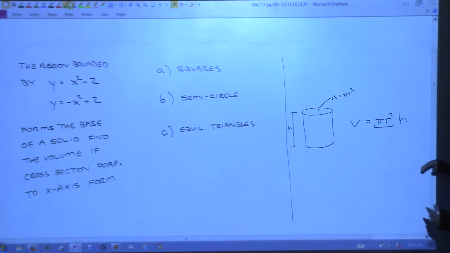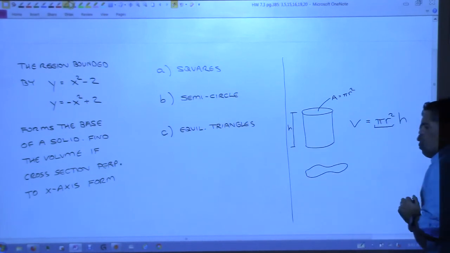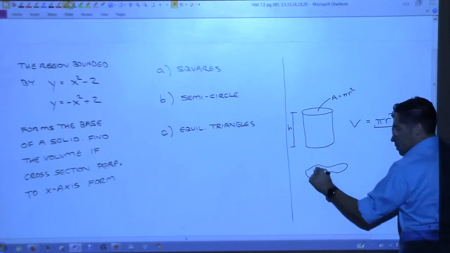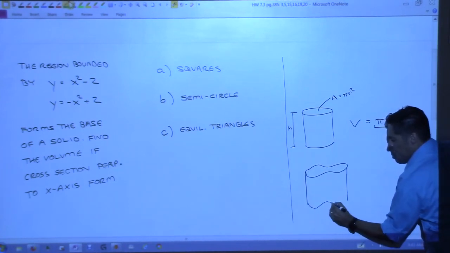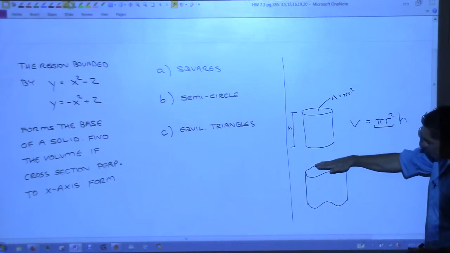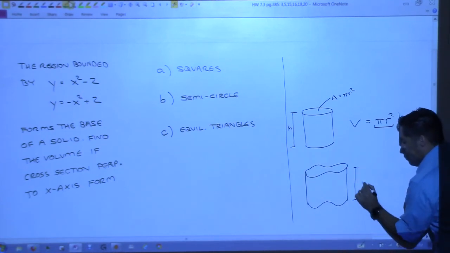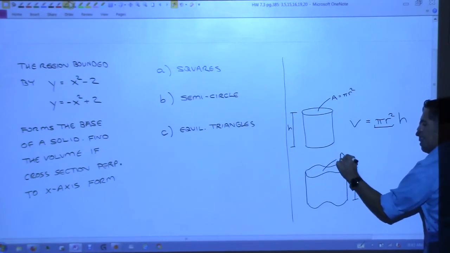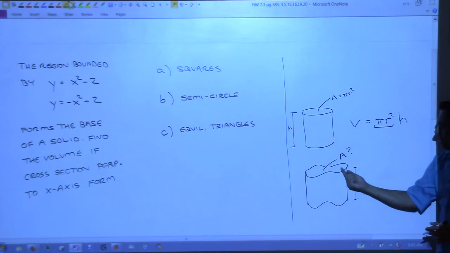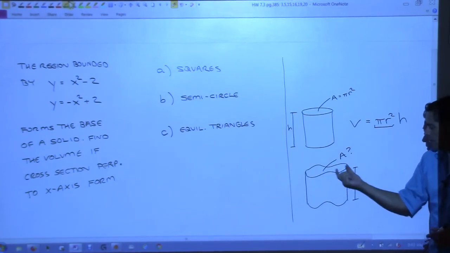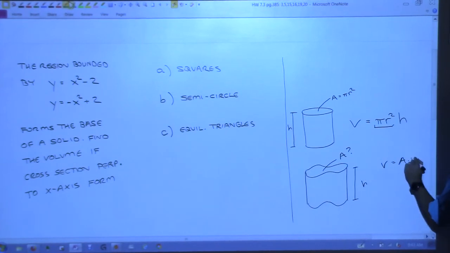Yes? Okay, so in general, if you have a three-dimensional object like this, if it has some weird surface on top, and then you just drop everything straight down, and you look at that surface, just give it some depth. Then if this is h, and this thing has an area, we don't know what it is in this case. Here we know it's pi r squared. But generally speaking, if this is just some weird region, then the volume of this would be that area times the height.